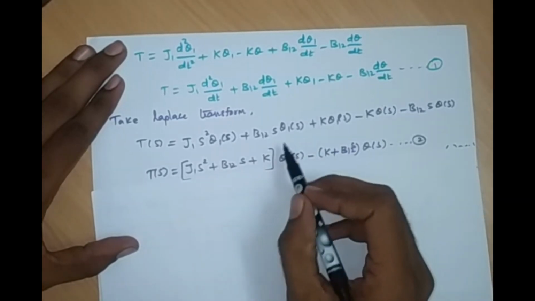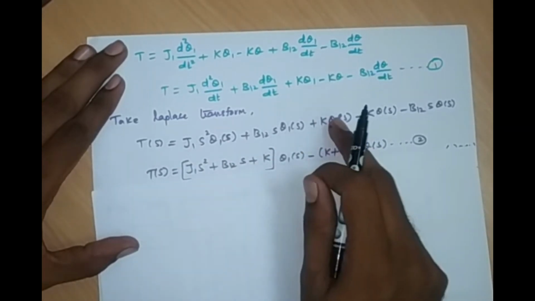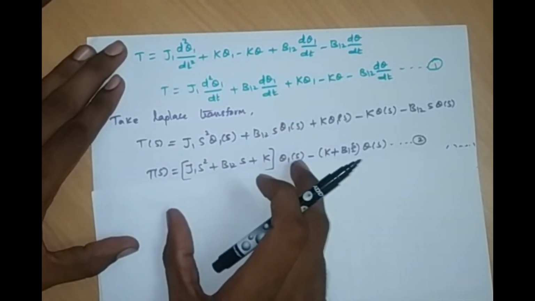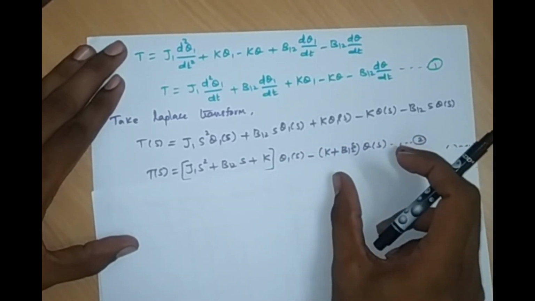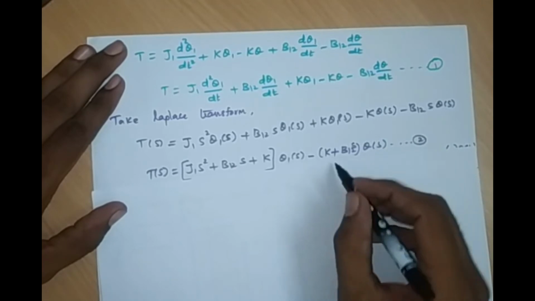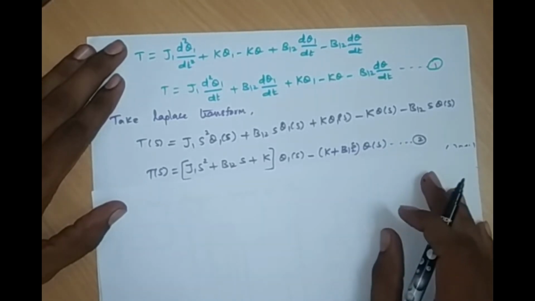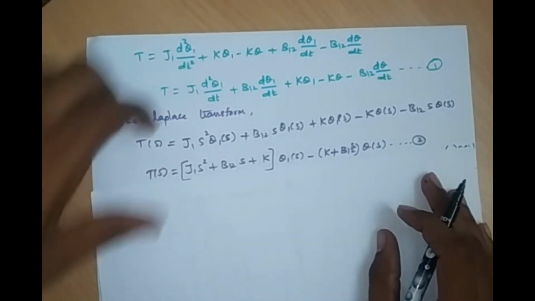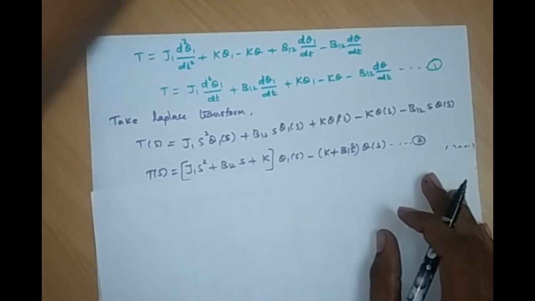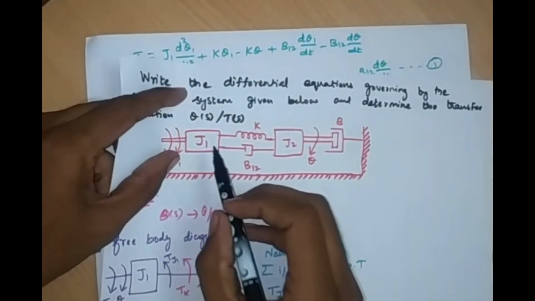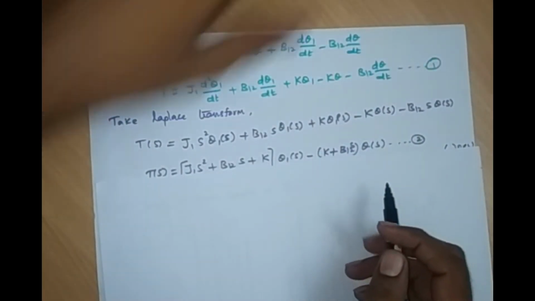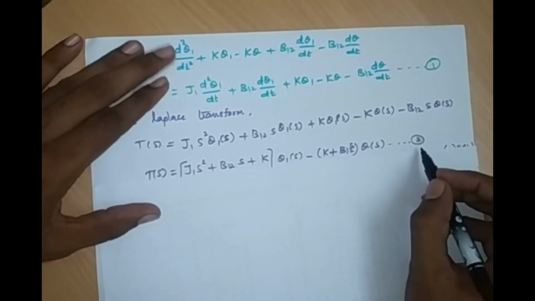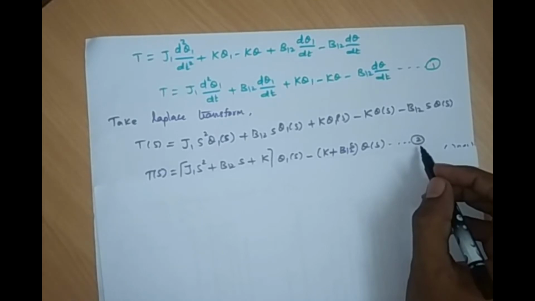I am taking theta 1 of s as common from these terms, and I am obtaining this. And I am taking theta of s as common from these two terms, getting K plus B12 s into theta of s. What we need to find is theta of s divided by T of s. So this is equation number 2, the Laplace transform of the first differential equation.